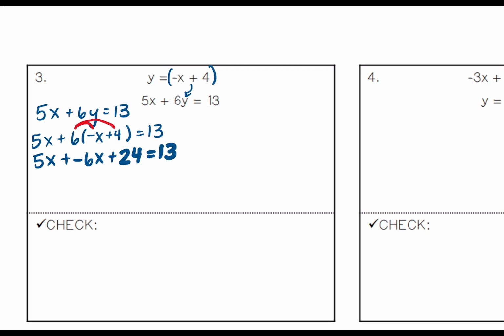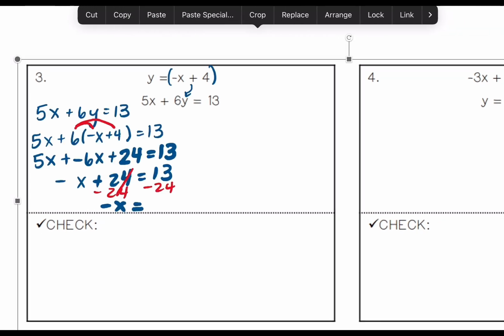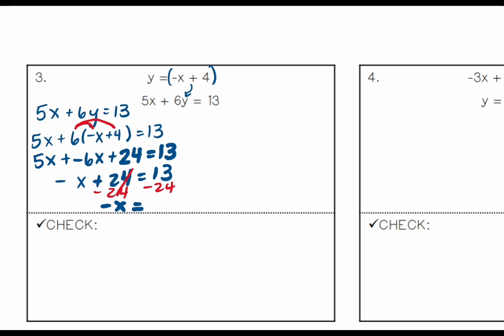So again, I can combine my x's together. 5x and negative 6x, that'd be like minus 6x. That would be negative 1x, or just negative x. So I can get rid of the 1. And then plus 24 equals 13. To get x alone, I'm going to take away the 24 from both sides to make it 0, opposite operation. And I get negative x equals negative 11.